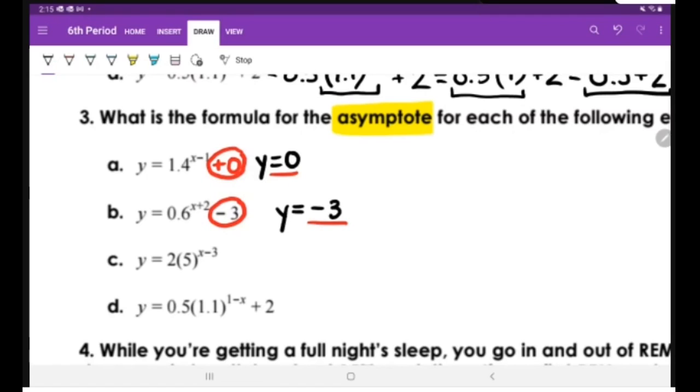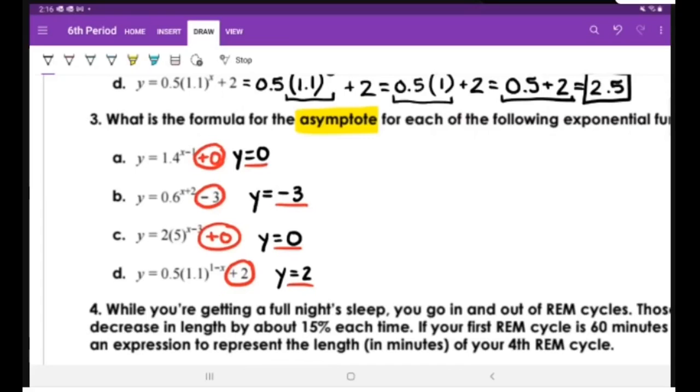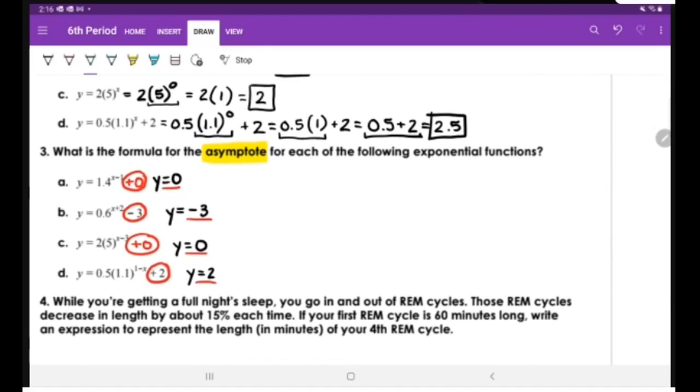So in part C, what do you think our asymptote is going to be? 0, because there's a plus 0 here. So our asymptote is y equals 0. And in part D, what do you think our answer is going to be? 2. Not just 2, but y equals 2. I wanted you to know what an asymptote was and how to find it on your own before I taught you the shortcut, but welcome to Easy Land. Why don't you make a little note for yourself here? An asymptote, your y is equal to the constant value at the end.